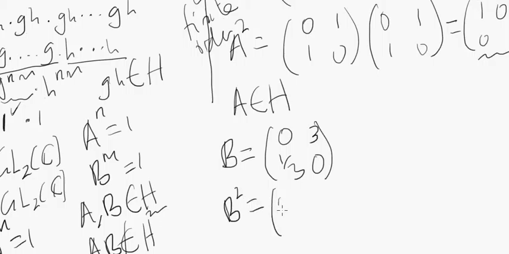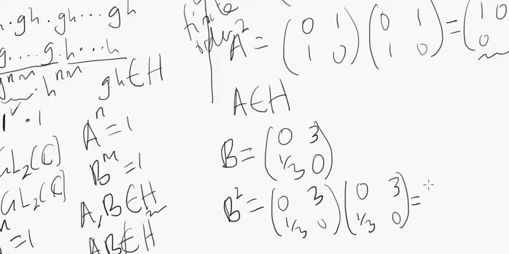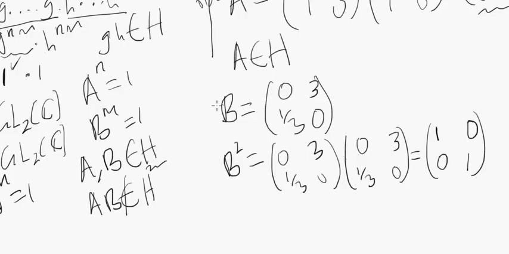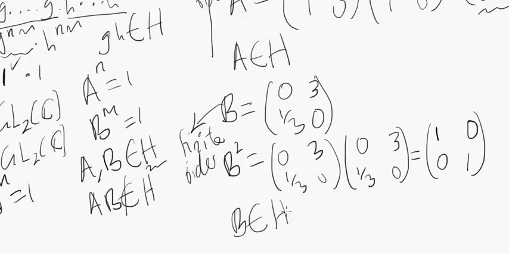b squared is going to be [0, 3; 1/3, 0] times [0, 3; 1/3, 0]. Well, when we actually do the multiplication, we end up with 1 over here, 0 right there, 0 right there, and then we end up with 1. Miraculously, once again, we see that b has finite order. Well, if b has finite order, then it means that b is actually an element of H. So we've succeeded in finding a and b that actually belong to H.